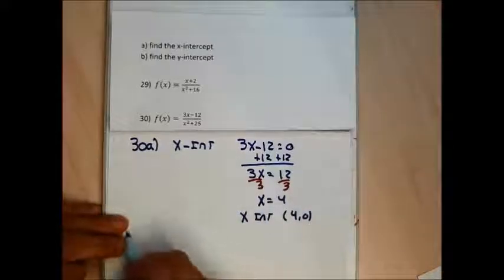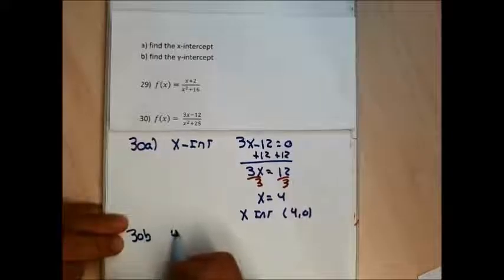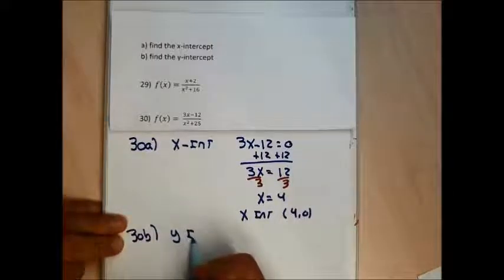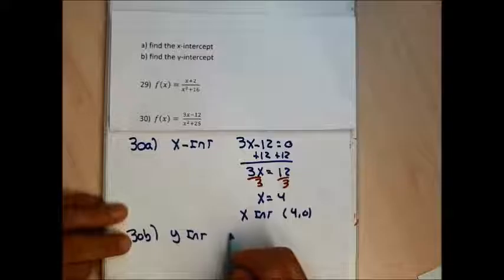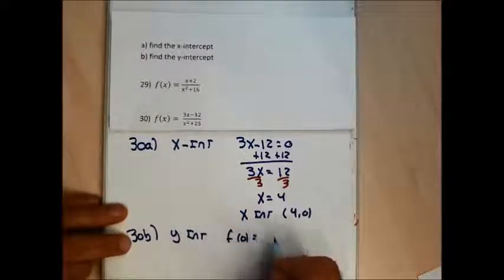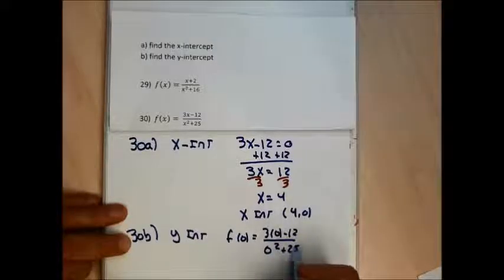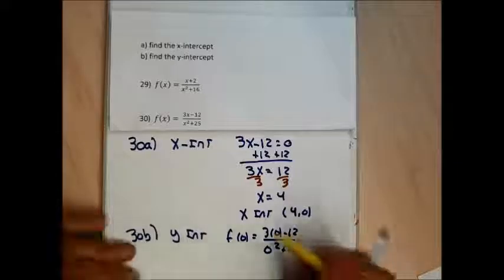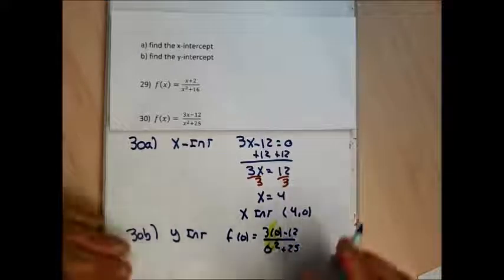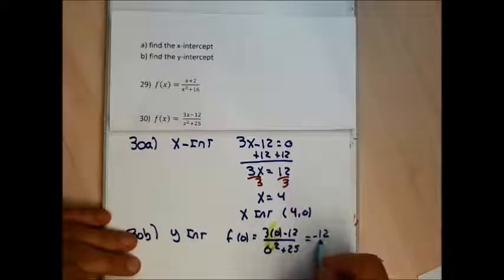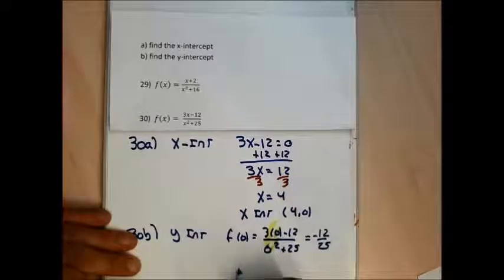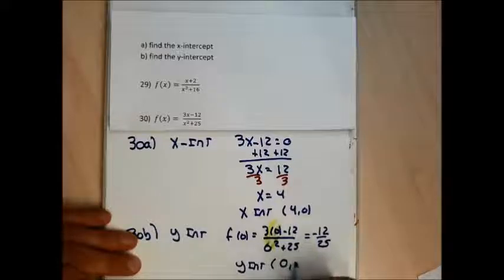When I go to do part B, the y-intercept, I'm going to plug in 0 for x. I'm going to go f of 0 equals 3 times 0 minus 12 over 0 squared plus 25. The pieces with the zeros go away, and I get minus 12 over 25, which is a fraction that doesn't reduce. So the y-intercept is going to be the point (0, -12/25).